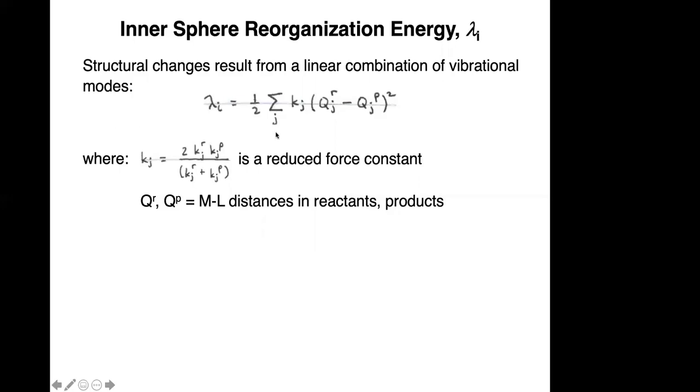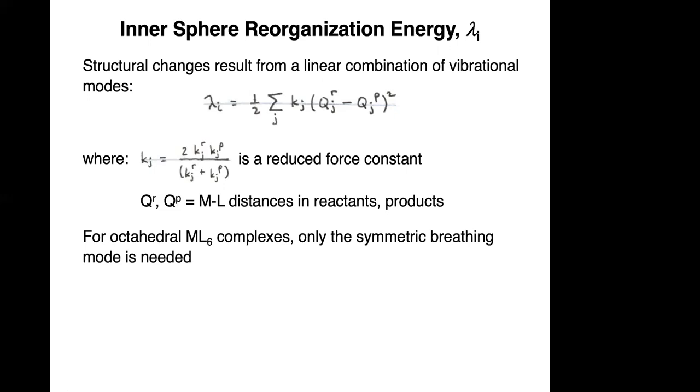And so associated with that, we have some specific modes involving the metal ligand distances in the reactants and products and how much those change, and a reduced force constant stemming from the reactant and product force constants. So all of these could be estimated based on our understanding of the vibrational modes of the individual complexes. And for octahedral complexes, this is only going to require the symmetric breathing mode.